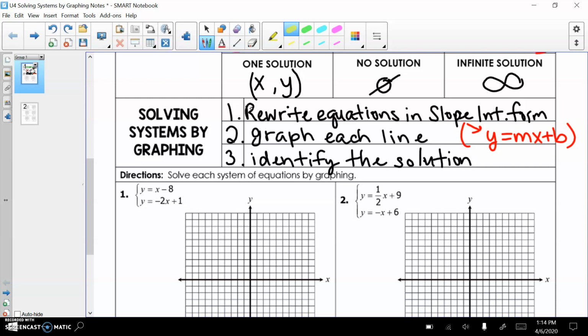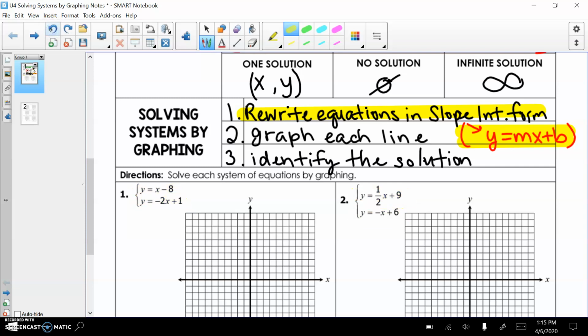Okay. So the first step is to write all the equations in slope-intercept form. Remember, slope-intercept form is y equals mx plus b. As you can see for number one, these ones are already ready to go. Y is already by itself. So we're already at that step. As we get to the back side of the notes, you'll see what I'm talking about with step one.